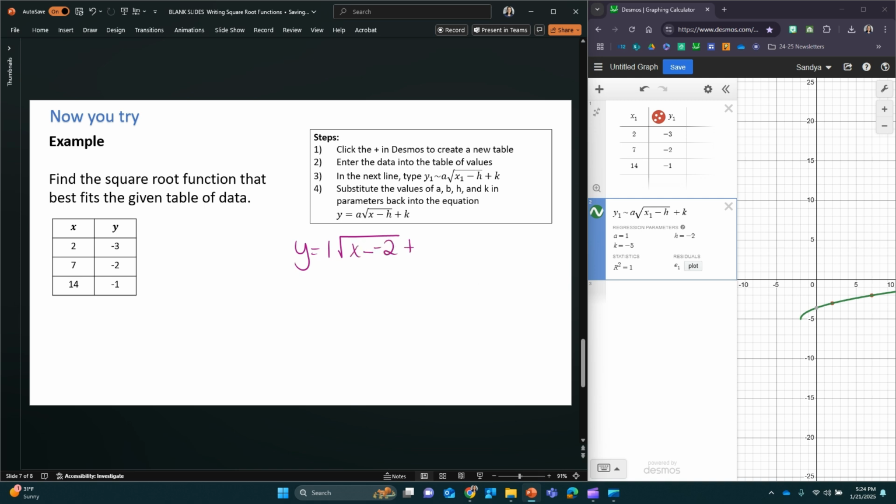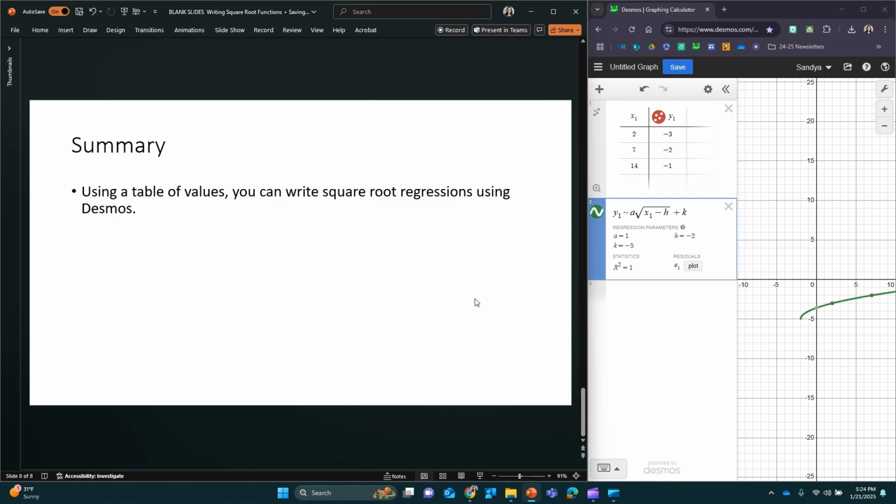So my equation will now be y equals 1 square root of x minus negative 2 and then plus negative 5. So let's go ahead and condense this equation a little bit. So I have the square root of x minus negative 2, that's going to be x plus 2, plus negative 5, that's just going to become minus 5 on the outside. So y equals the square root of x plus 2 minus 5 is my square root equation. So using a table of values, you can write the square root regression using Desmos.